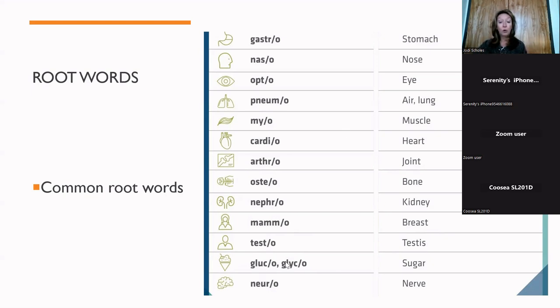And we've got glucose. So glucose, glycogen. Glucose and glycogen are somewhat synonymous. They just mean sugar. And then neuro, referring to the central nervous system, neurosurgeons look for nerve pain. So it's relating to the nerves, but it also is relating to the brain. Next slide.